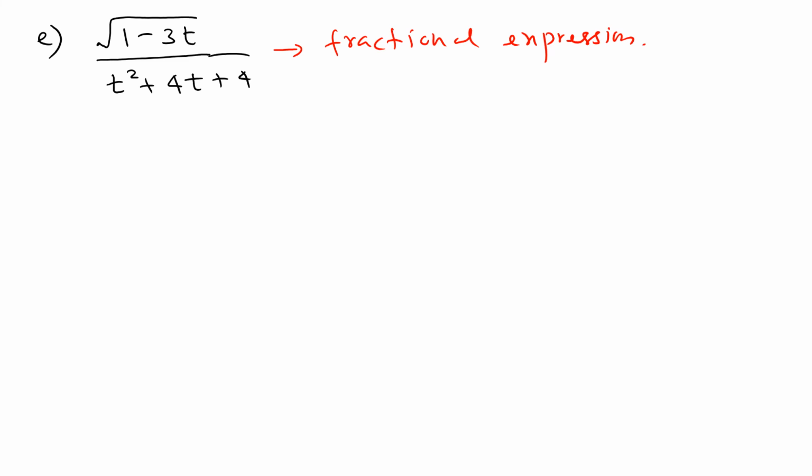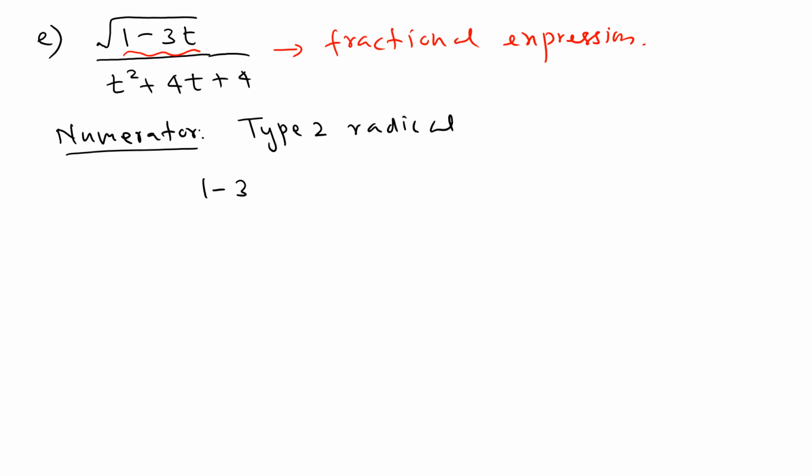We're going to consider the cases we considered earlier. For example, we can look at the numerator and denominator separately. From the numerator, that means the top, we can see that this is a type 2 radical, and we know how to solve type 2 radicals. We look at what is inside and impose the condition that the inside function has to be greater than or equal to 0 because this is a square root. And this is very easy to solve.